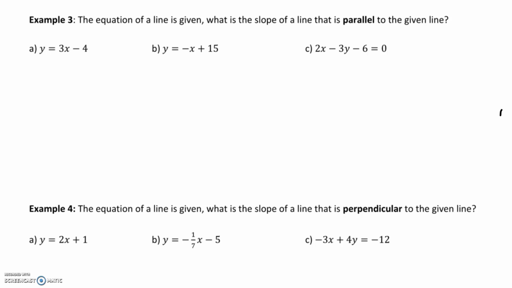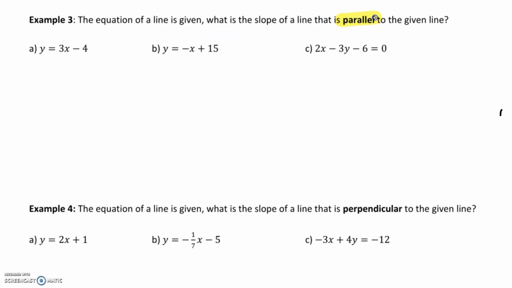We're continuing our lesson on parallel and perpendicular lines, and we're at example 3. Example 3 says the equation of a line is given, and what is the slope of that line? And then give me a slope that is parallel to that line. So I'm going to read that again. The equation of a line is given. What is the slope of a line that is parallel to the given line?